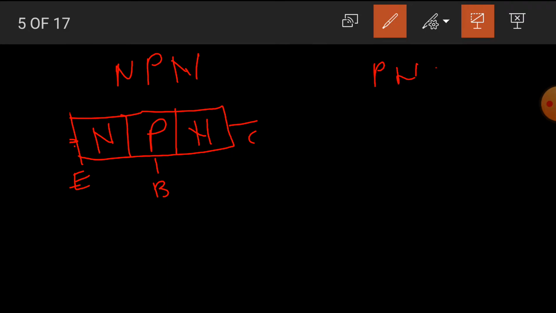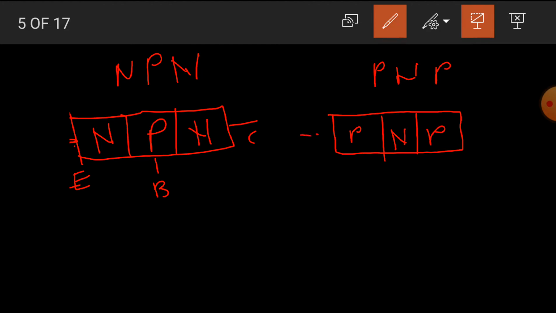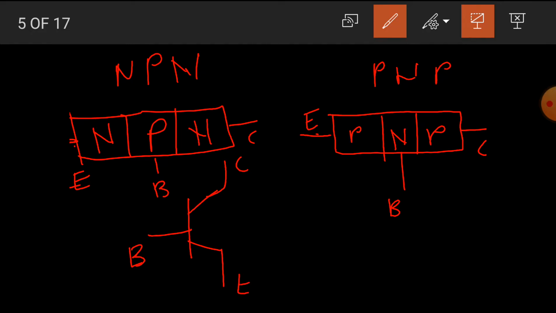Similarly, we can construct PNP transistor such as N-type semiconductor layer is sandwiched between two P-type semiconductor layers. It also has three terminals. This terminal is emitter, this is base, and this is collector. Its symbol is like that. This middle is base terminal, this is the collector terminal, and this is the emitter terminal.